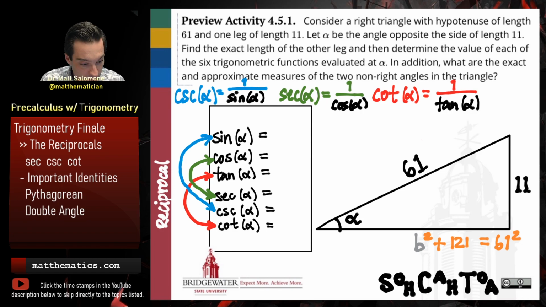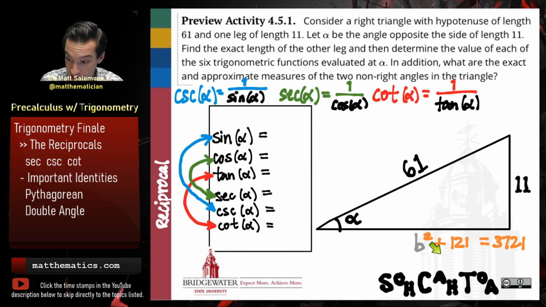61 squared, I don't know off the top of my head, but I'll just ask a calculator how to do that. 61 times 61. That would be 3,721. So that's pretty large. 3721.